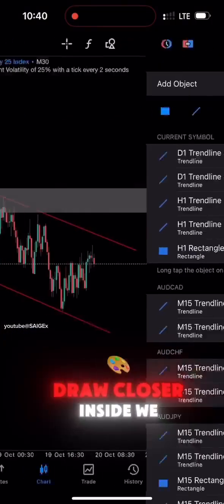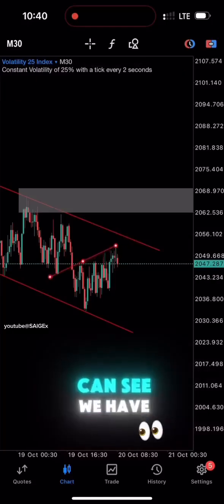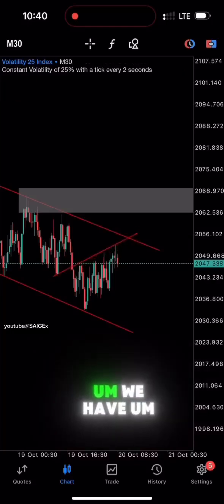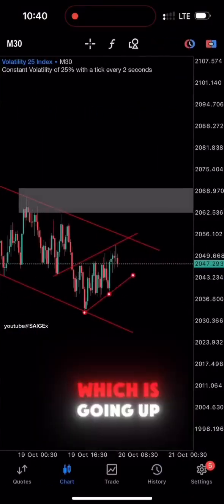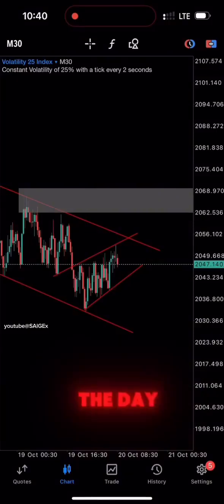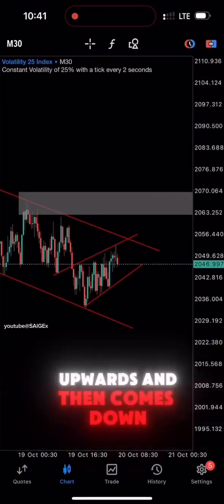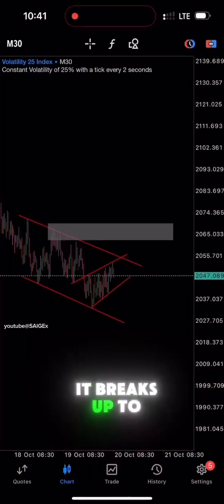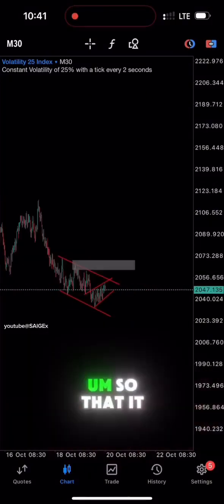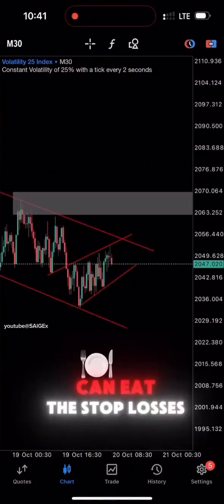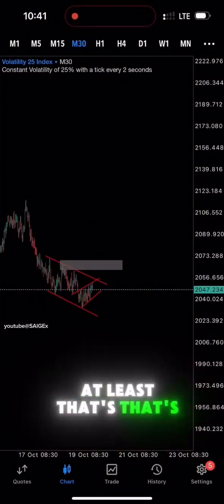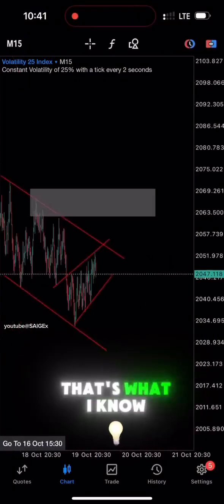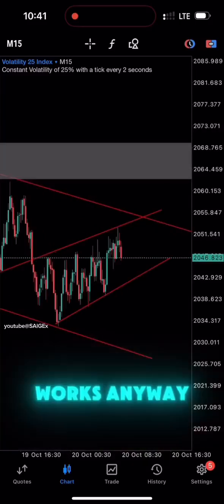And then if you draw closer inside, we can see we have a flag. We have a flag which is going up. So at the end of the day, it might break going upwards and then comes down. It breaks up to hit the liquidity grab, so that it can hit the stop losses, and then it comes back down. At least that's what I know. That's what I know, that that's how it works.